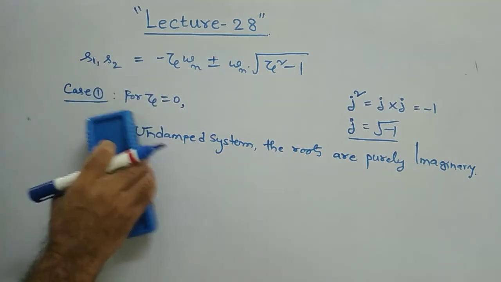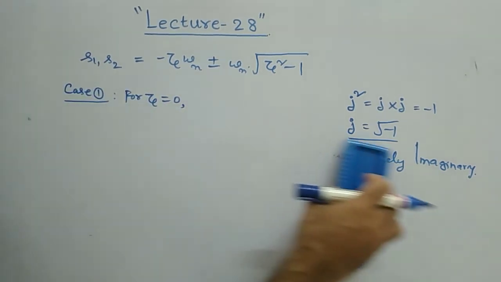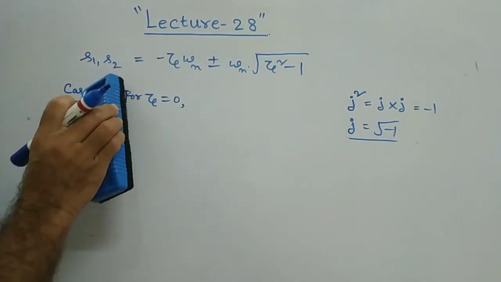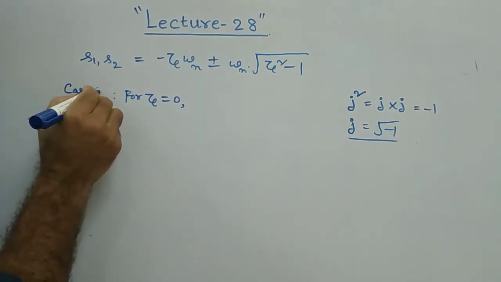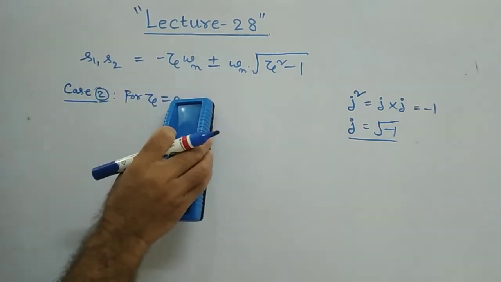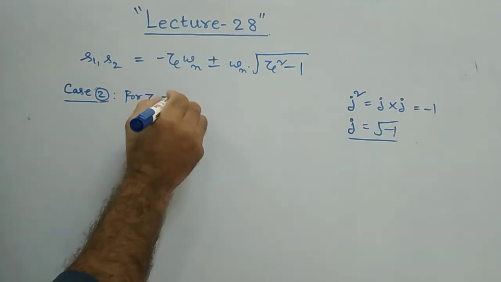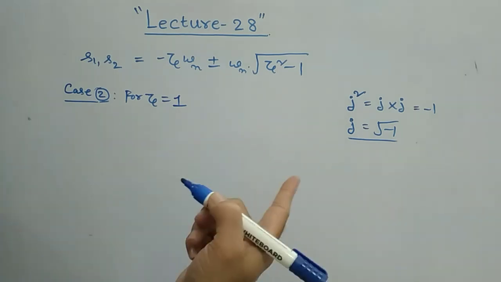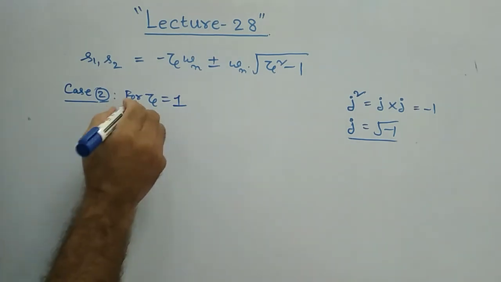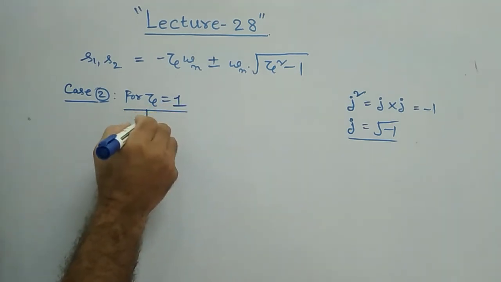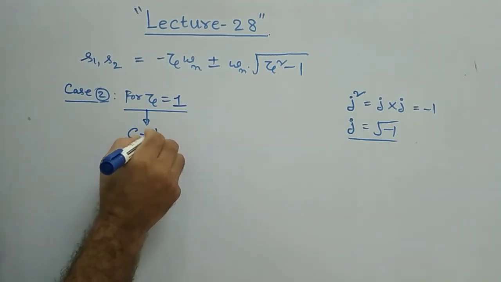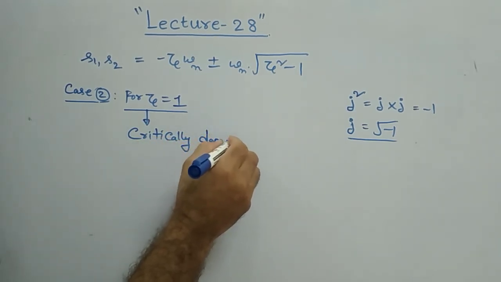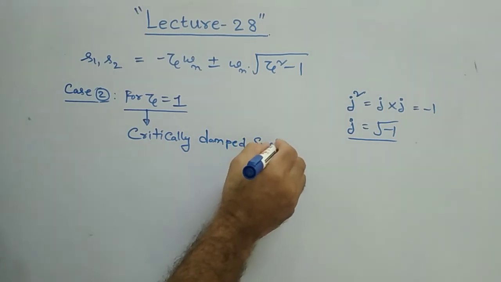Now, this is the first case, case 1. Now, see case 2. What is case 2? The second possibility, for zeta equal to 1. What can we call the system for zeta equal to 1? It is critically damped. For zeta equal to 1, the system is called a critically damped system. You have to note this down.